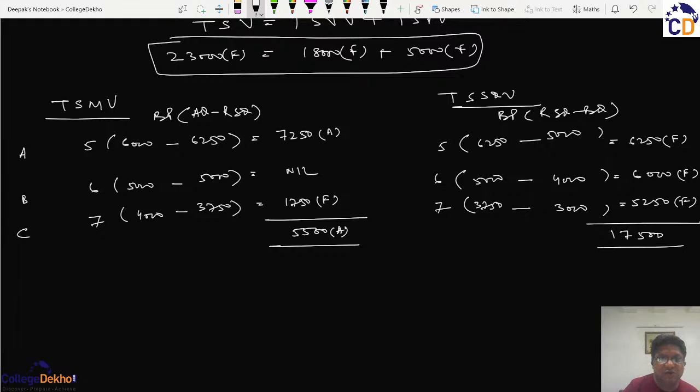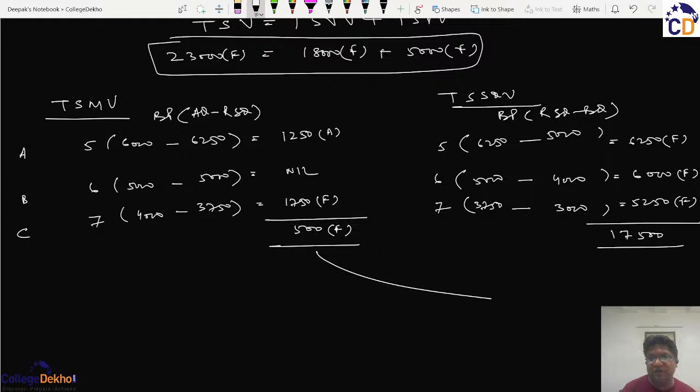Now this was a wrong figure because this is 1,250. So this will actually be 500. This will actually come out to be 500 favorable.